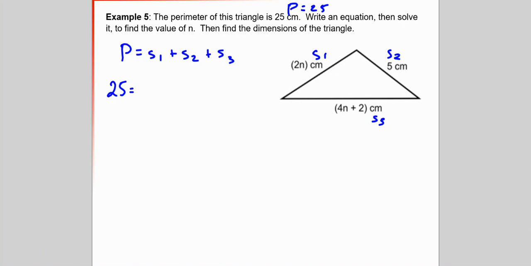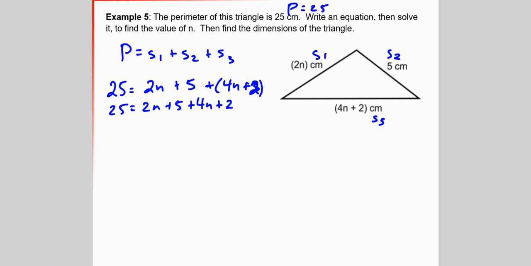Okay, and we can say that S1 is 2n plus S2 is just 5, so no n on the 5. And S3 is 4n plus 2. Oh, why did I put 3? 2. All right. Well, there's nothing in front of this. So the first thing we'd want to do is check if there's something in front of here, we have to distribute. If there's just a 1, we just drop the bracket. So 25 equals 2n plus 5 plus 4n plus 2.